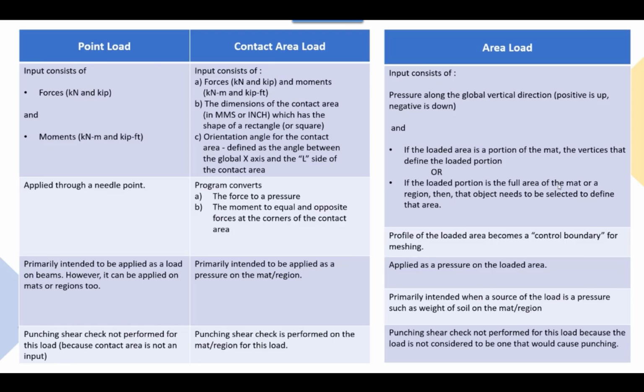Now let's discuss the practicality of these types of loads. Point loads are primarily intended to be applied as a load on a beam, but they can also be applied to mats or regions. If the point load is applied to a contact area, it is intended to be applied as a pressure on the mat or region. Area loads are primarily intended to be applied when the source of the load is a pressure, such as the weight of the soil above the mat or region.